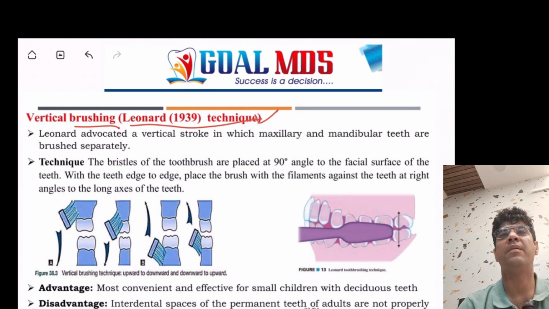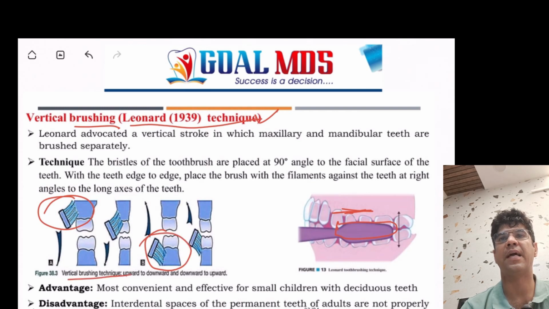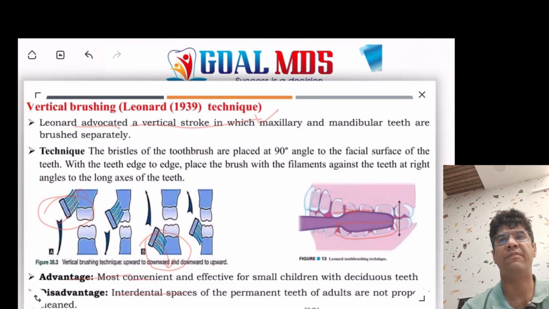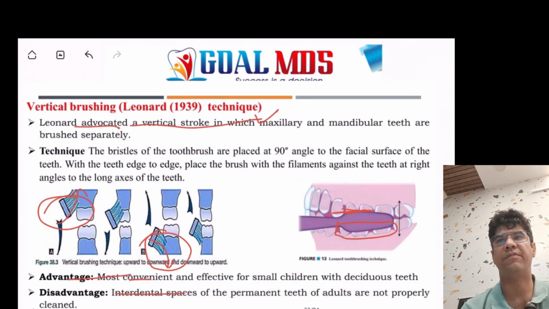Second is the vertical brushing. It is also known as the Leonard technique. The vertical brushing technique is the Leonard technique. So the bristles of the toothbrush are placed at a 90-degree angle to the facial surface of the teeth. With the teeth edge to edge, place the filaments against the teeth at right angle to the long axis of the teeth. So vertical brushing technique shows the motion upward and downward. This technique is most convenient and effective for small children with deciduous teeth.